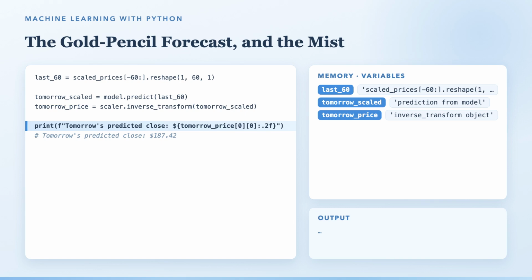In gauge language, about 0.62. Next, tomorrow price equals scalar.inverse_transform of tomorrow scaled. Our faithful scalar translates it back into dollars. Finally, the print line formats it to 2 decimal places. Tomorrow's predicted close, $187.42. 4 small lines, 1 gentle glimpse of tomorrow.